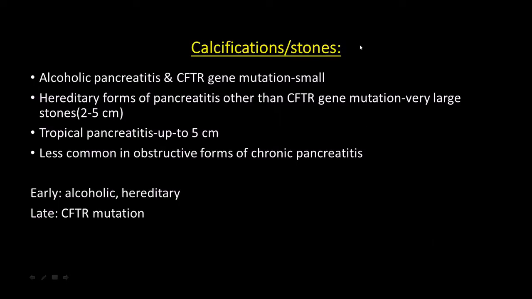Sometimes the size of calcifications and stones can give an idea about the etiology of the pancreatitis. In alcoholic pancreatitis and cystic fibrosis related chronic pancreatitis, they are usually small in size. In other hereditary forms of pancreatitis and tropical pancreatitis, they can grow up to 5 centimeters in size. And calcifications are usually seen early in the course of disease in alcoholic and hereditary pancreatitis, while it is relatively late in cystic fibrosis.